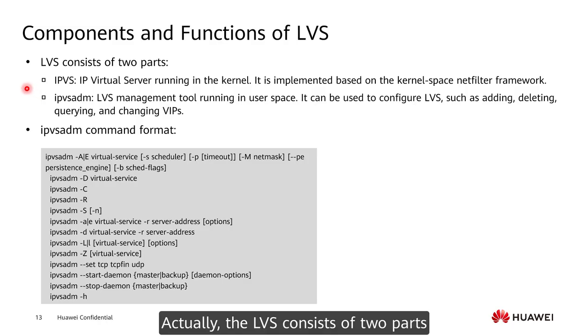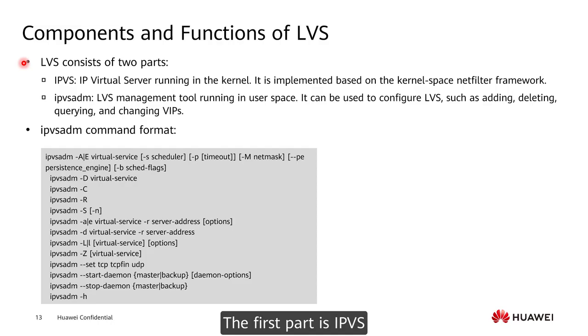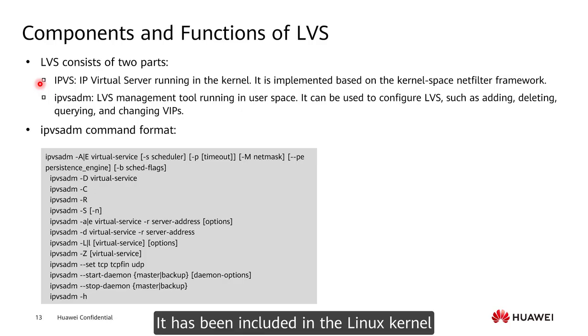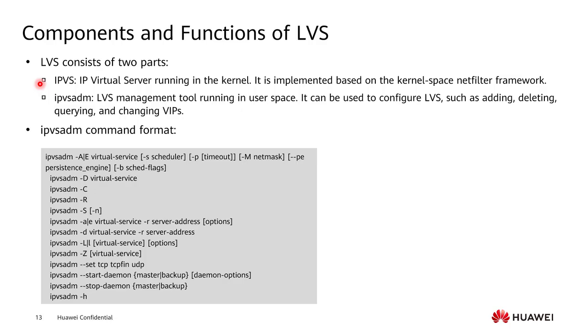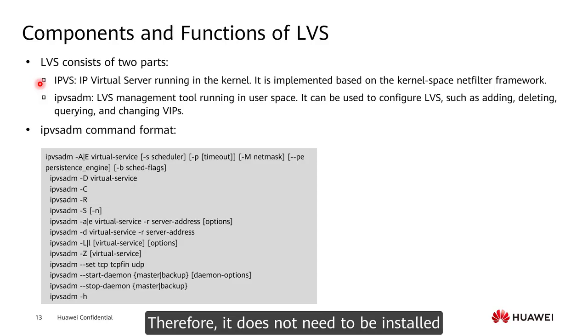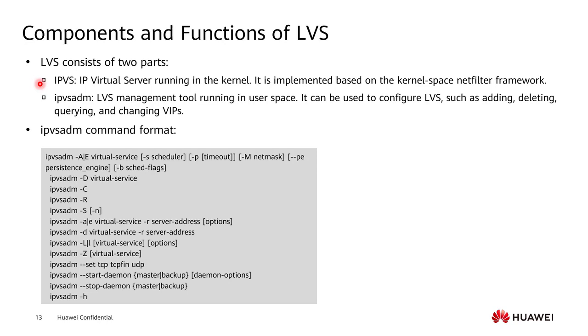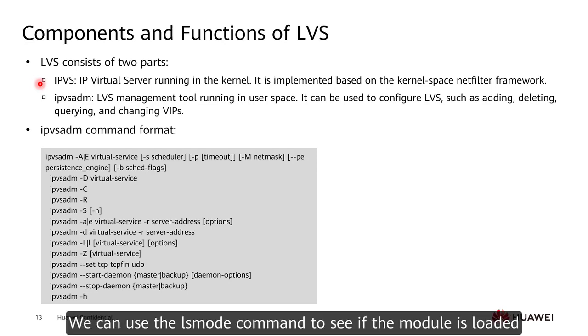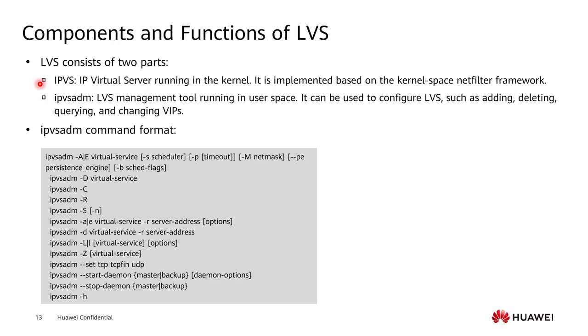Actually, the LVS consists of two parts. The first part is IPVS, which is short for IP Virtual Server. It has been included in the Linux kernel. Therefore, it does not need to be installed. You only need to ensure that it is loaded after installing Linux. We can use the lsmod command to see if the module is loaded.